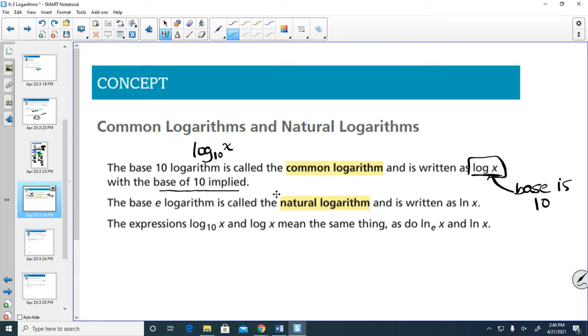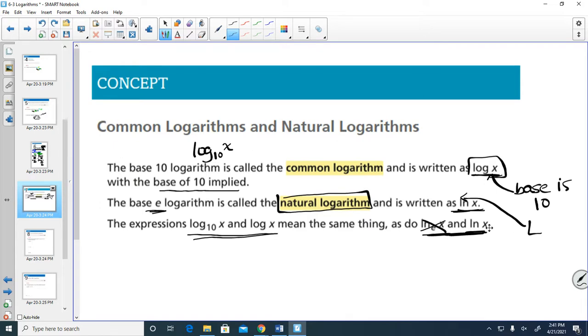The other common log with a base e is called the natural log, and we write it as ln. Make a note to yourself: this is an L, ln of x. So the expression log base 10 of x and log x mean the same thing. And natural log base e of x and ln of x also mean the same thing. Usually you won't see the e written there because it is already implied.